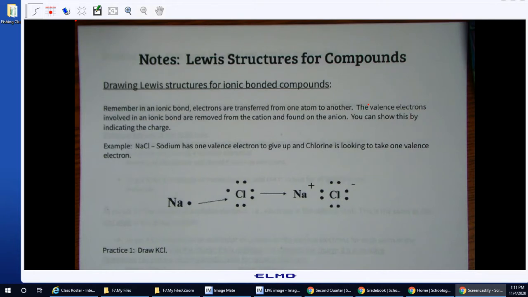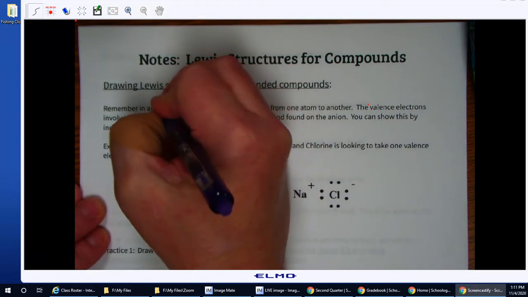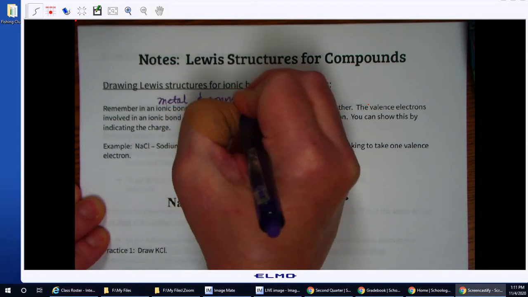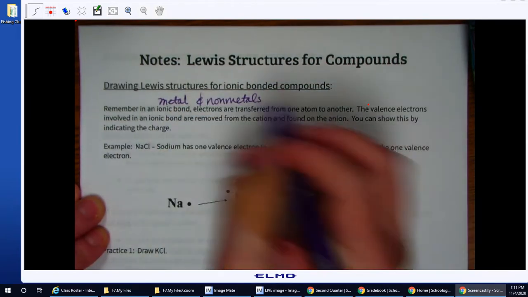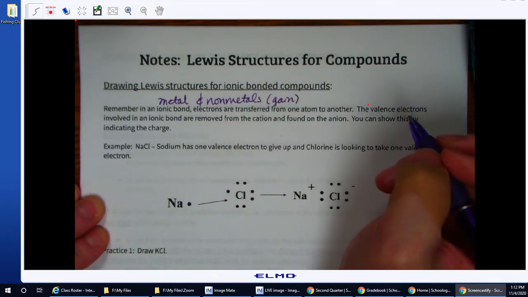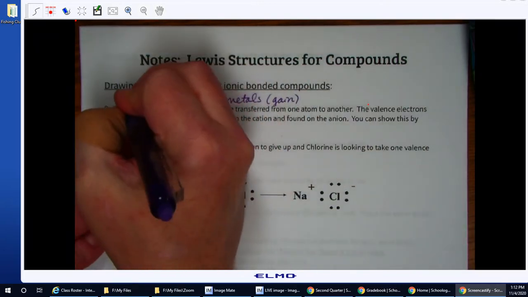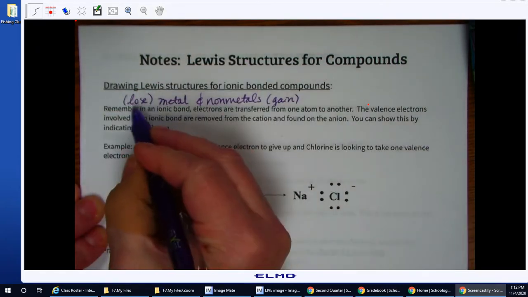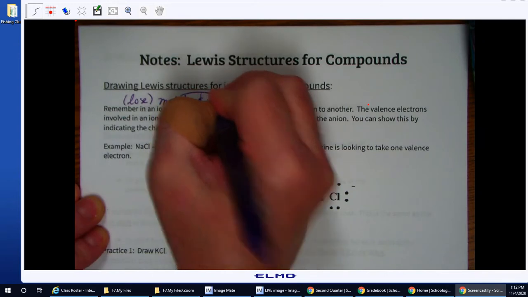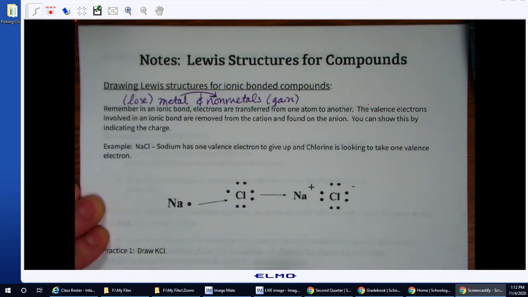So if you remember back, ionic compounds form between metals and non-metals. Now, those non-metals tend to gain, and what are they gaining? They're gaining electrons. Where are they getting them? They're getting them from the metals. So the metals will lose electrons, and they actually transfer the electrons over to the non-metals. And so the electrons will move from the metal to the non-metal, and so it results in ionic charges.